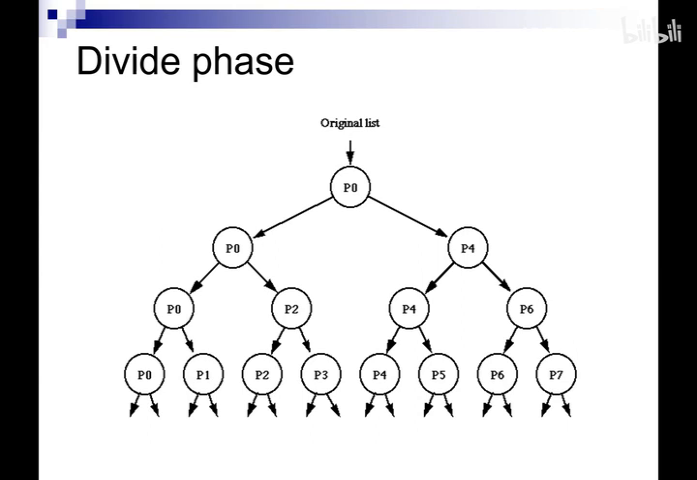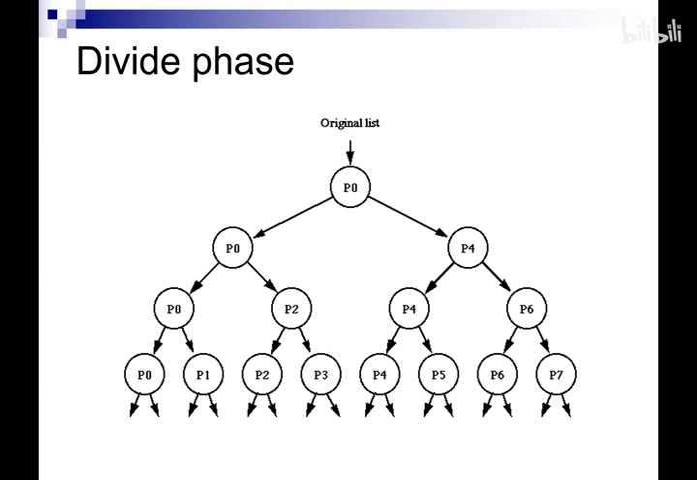So if we have 8 processors, then the list is going to start out on processor 0, let's say. And then if we subdivide the tasks, we're going to give half the tasks to the first half of the processors, so that's going to be P0 up to P3. And the other half of the tasks are given to the other half of the processors, P4 up to P7.